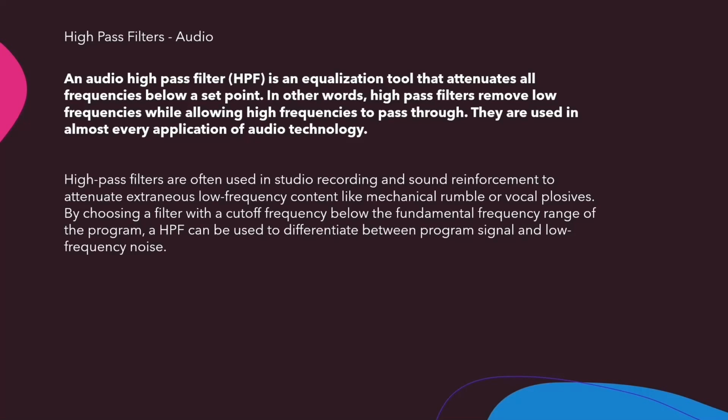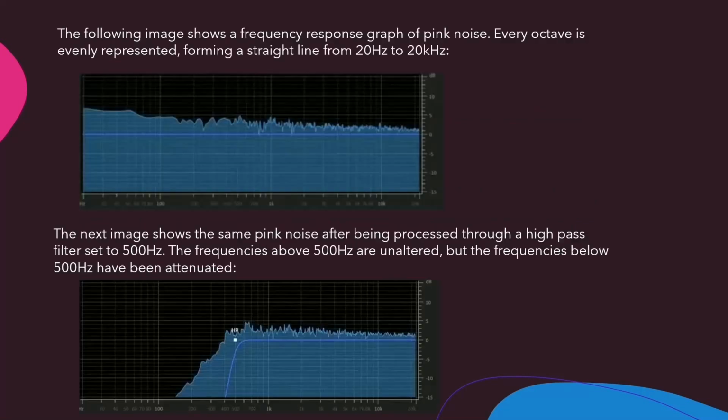High-pass filters are often used in studio recording and sound reinforcement to attenuate extra noise, low-frequency content like mechanical rumble or vocal plosives. By choosing a filter with a cutoff frequency below the fundamental frequency range of the program, a high-pass filter can be used to differentiate between program signal and low-frequency noise.